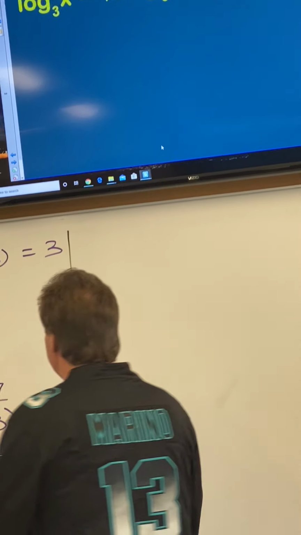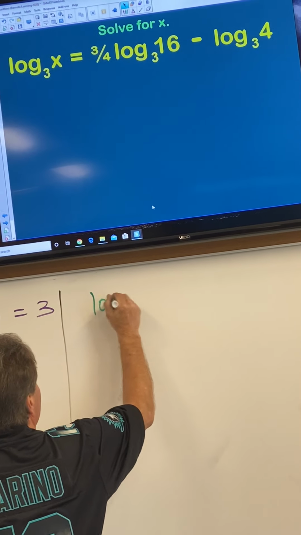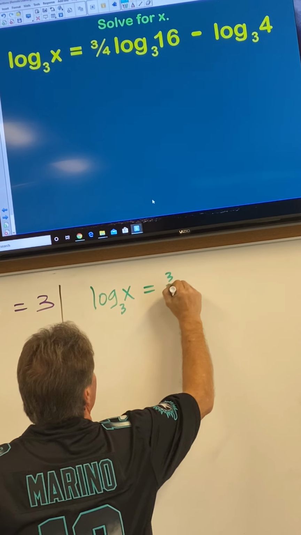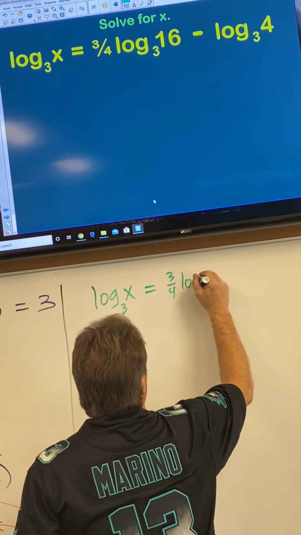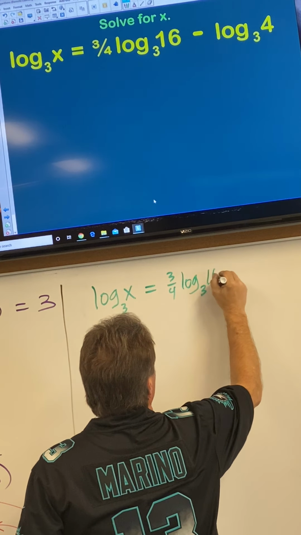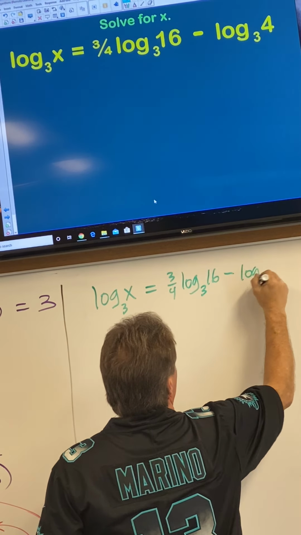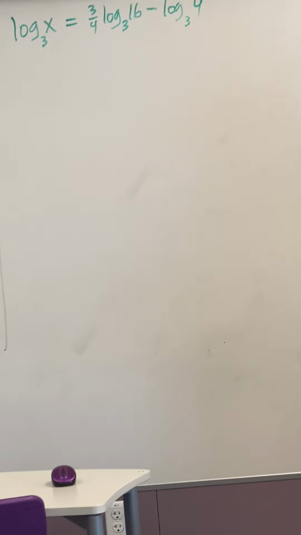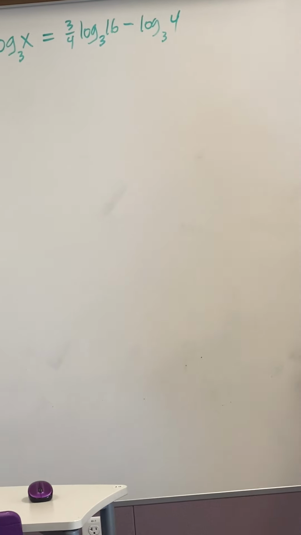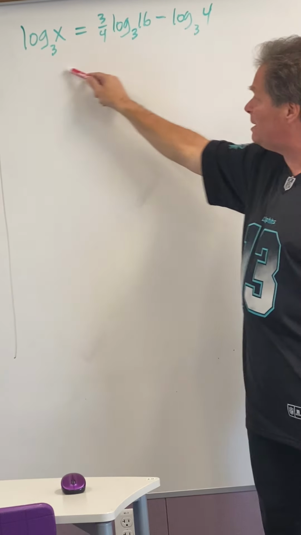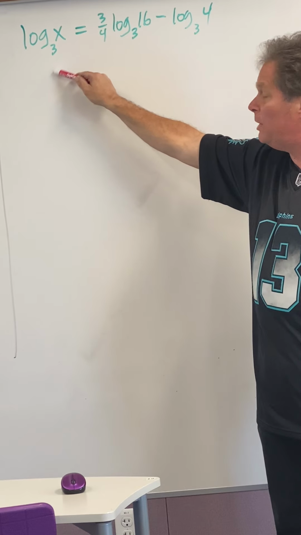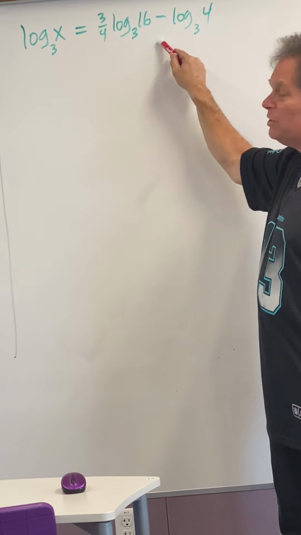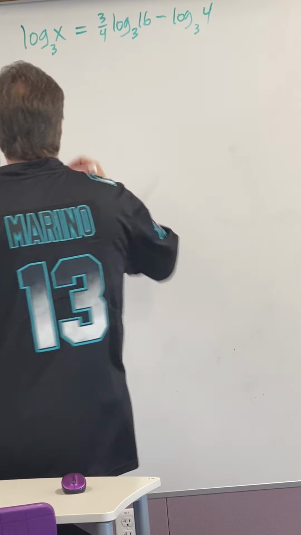Now look at this one. Log base 3 of x equals 3/4 log base 3 of 16 minus log base 3 of 4. What do you have to do? Well, you squeeze them together into one logarithm, right? These guys are split up. This guy's on the other side, so you don't put this into the single logarithm. But this guy is split up over on this side. Squeeze them together. So that's what we've got to do.